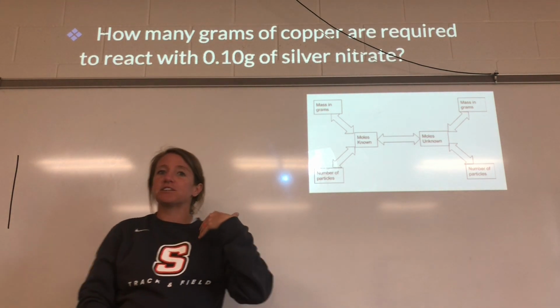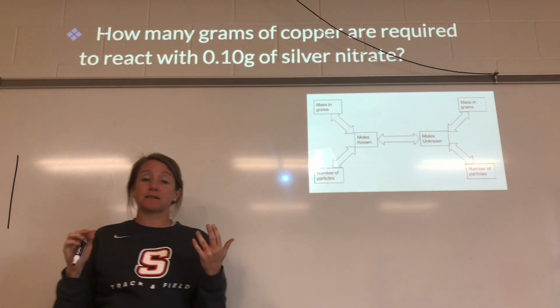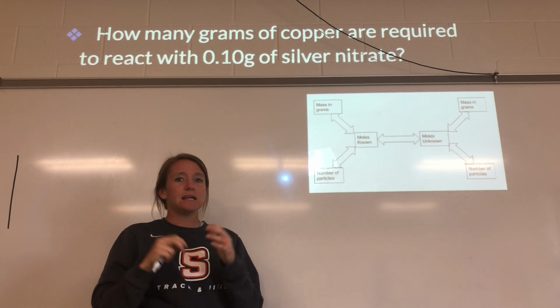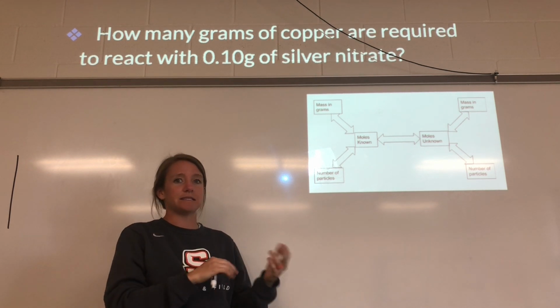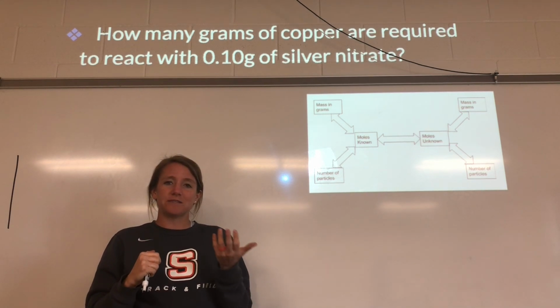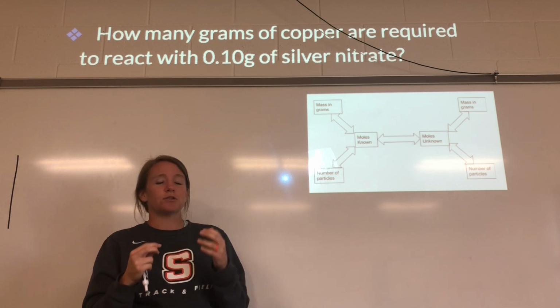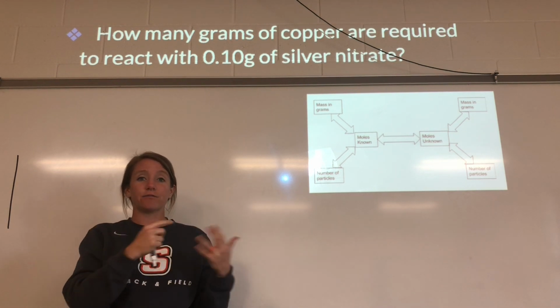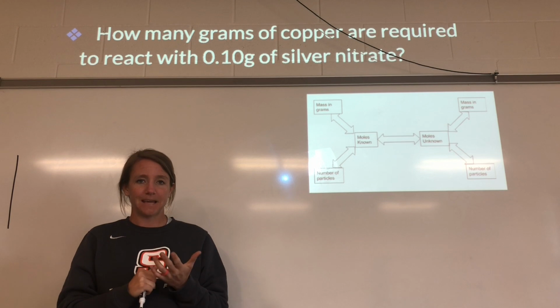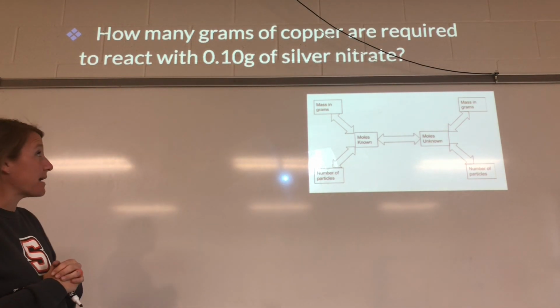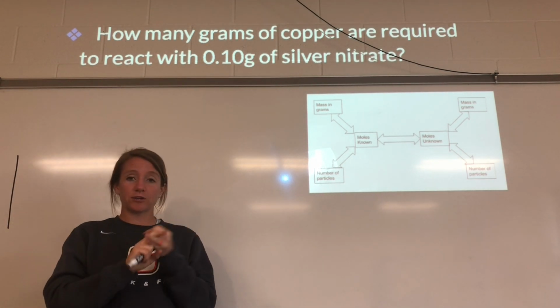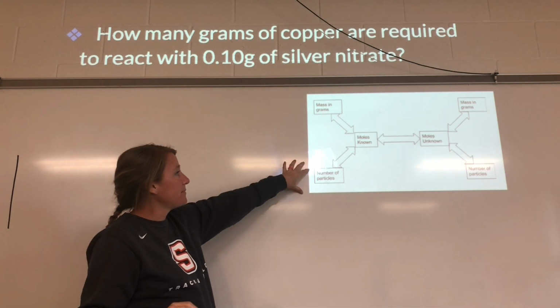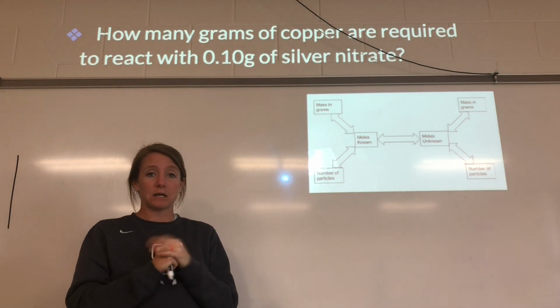Now notice that I didn't just say circle grams, because one of the things with 3-step stoichiometry is that we're changing between substances. And so you need to know what substance, not just the unit. So the unit is grams, but grams of copper is what we're trying to find. Okay? Then the next step, after we've identified what we know and what we're trying to find, is go to the map and figure out how we're going to get there.